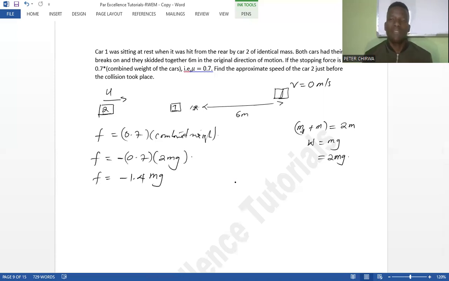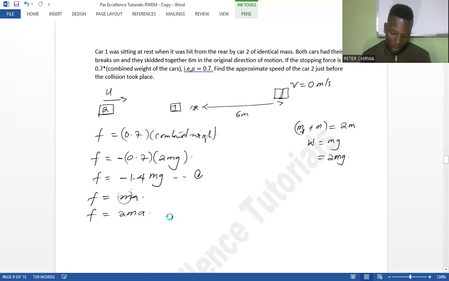Now we know that there is motion here, it has not stopped. After the collision, they moved a distance of 6 meters. So now we want to know the deceleration, or retardation, after the collision before it came to rest. We know that the friction force is also given as mass times the deceleration, and the mass here is the total mass of car one and car two. So we have friction force equal to 2m times a.